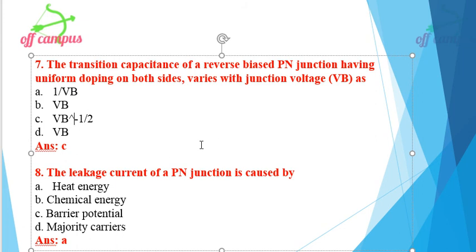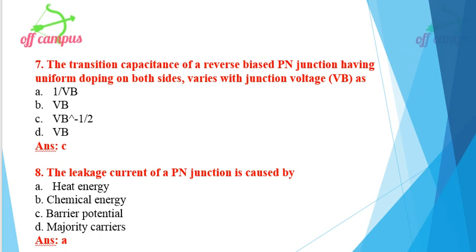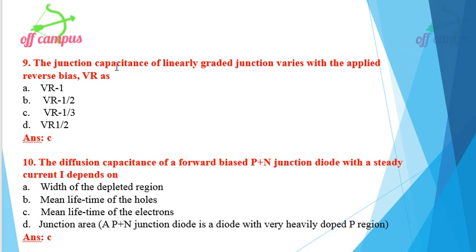So, the leakage current of a PN junction is caused by option A, heat energy. It is caused by heat energy. Then the next one: the junction capacitance of a linearly graded junction varies with the applied reverse bias VR.